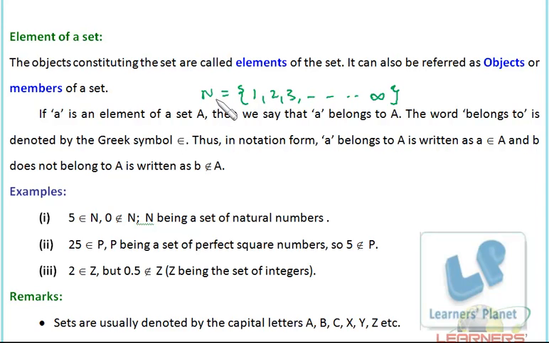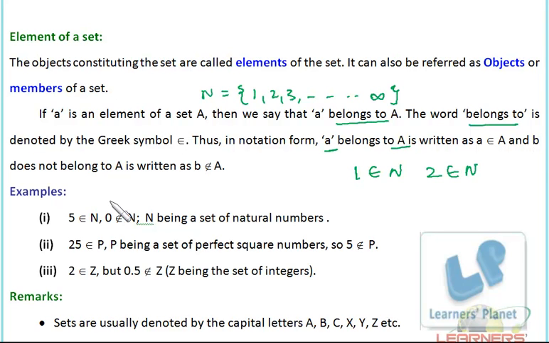That means 1 belongs to N, 2 belongs to N, 3 belongs to N, 45 belongs to N, and so on, right? Now if a is an element of set A, we say that a belongs to A. What I am telling, 1 belongs to N, right? This sign, which is one sort of epsilon, represents the word belongs to. Okay, so 1 belongs to N, 2 belongs to N, something like that, right?